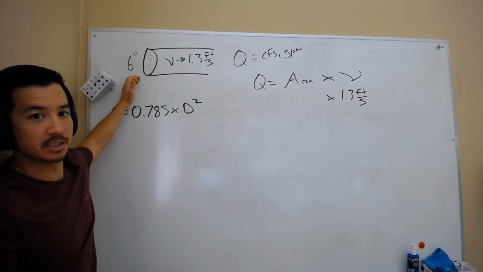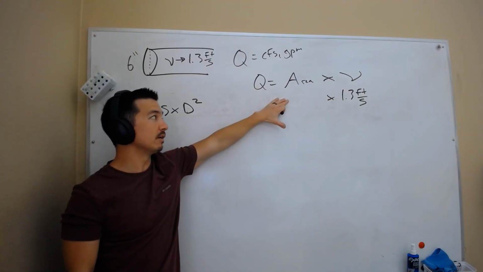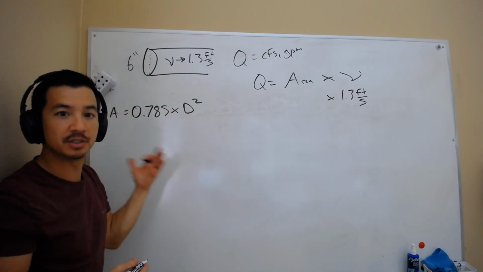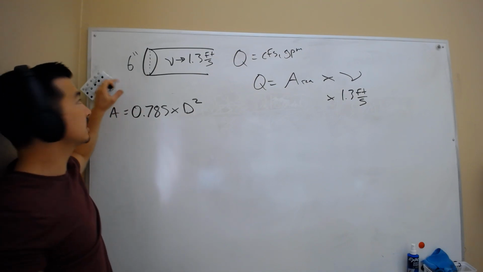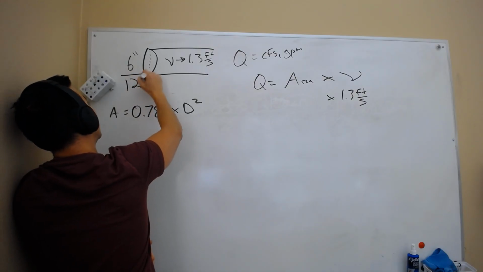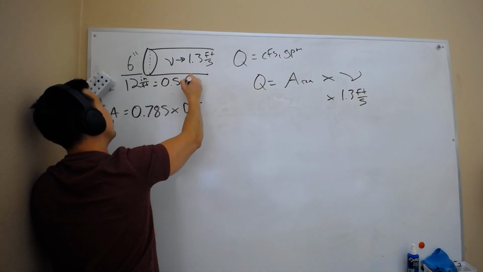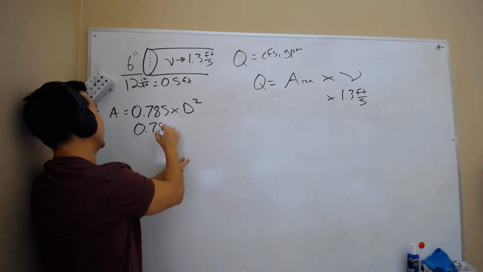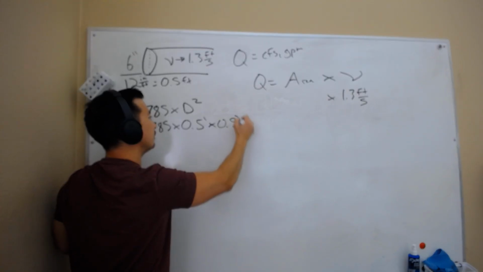In this case, the diameter is 6 inches. Now remember, when you plug area into the Q equals AV formula, you always want area in square feet. So when we're given our diameter in inches, we need to convert from inches to feet before we plug that in for our diameter. How do we do that? Anytime we've got inches, we can convert to feet by dividing by 12, because there are 12 inches in every foot. In this case, it's a nice even 0.5 feet. So that's what we're going to plug in: 0.785 times 0.5 feet times 0.5 feet.